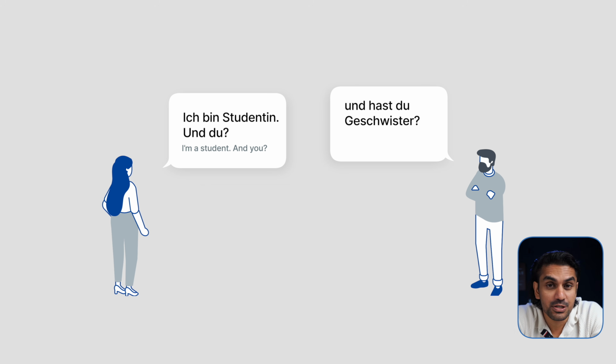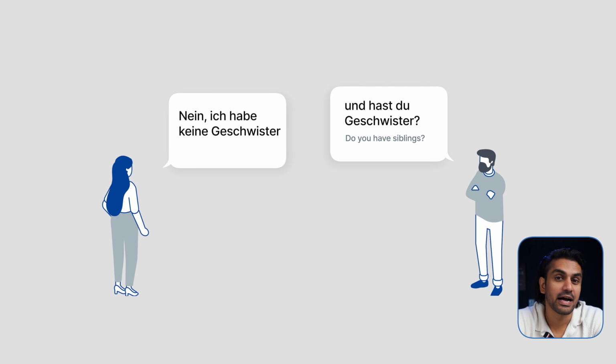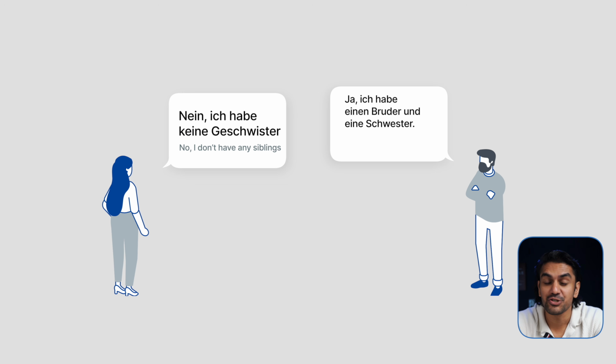"Und hast du Geschwister?" Do you have siblings? Now this is a yes or no question. And Anna replies, "Nein, ich habe keine Geschwister." No, I don't have any siblings. "Und du?" "Ja, ich habe einen Bruder und eine Schwester." Yes, I have a brother and a sister.